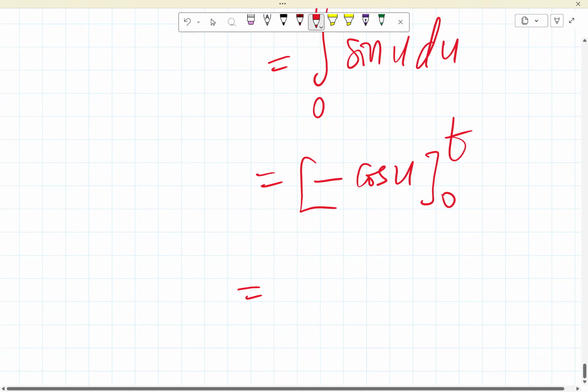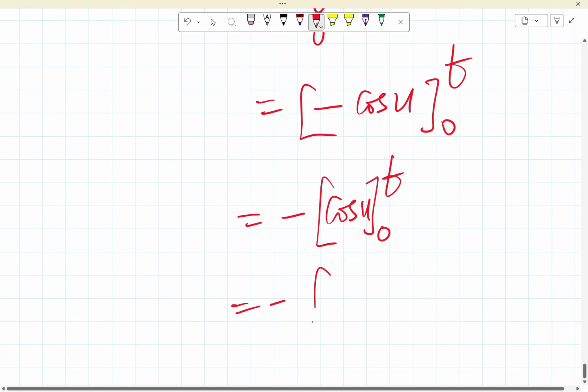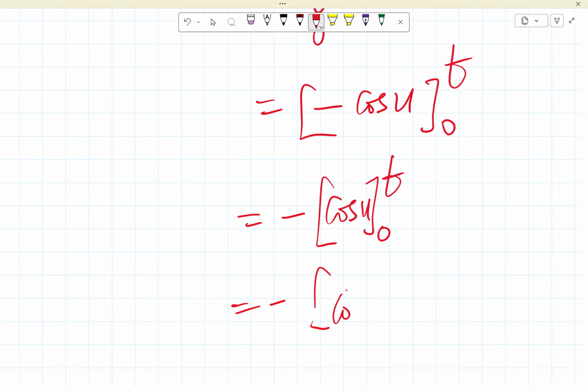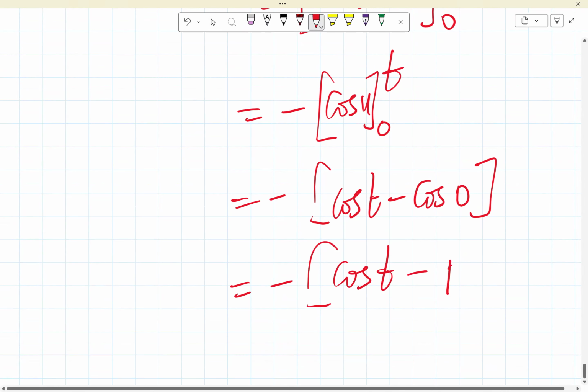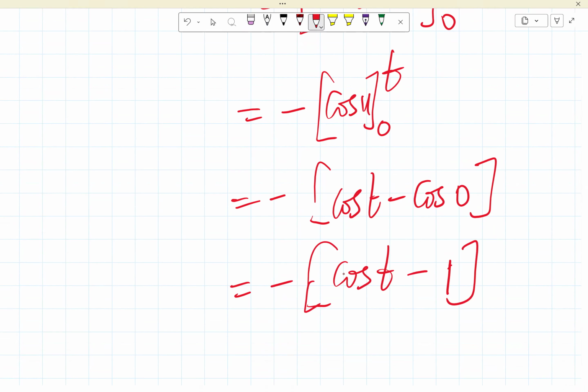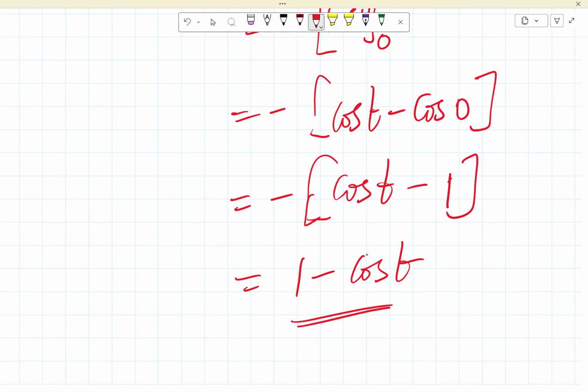So we can even take the minus outside. That's minus cos u from 0 to t. Then we have minus cos t minus cos 0, which is minus cos t plus cos 0. Cos 0 is 1. So if we open that up, that means you simply have 1 minus cos t. So that whole integral is 1 minus cos t.